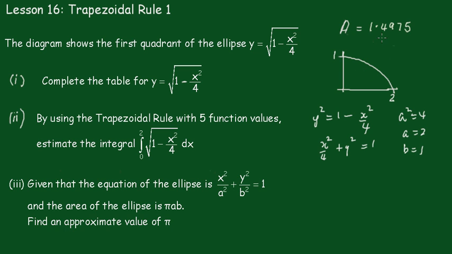So the area we found here is this quadrant, so the area of the total ellipse will be 4 times that. The area of the ellipse is 4 times 1.4975, which gives 5.99. Now we know that the area of the ellipse is pi times ab, so it'd be pi times 2, and that's equal to 5.99. On dividing both sides by 2, we get pi is approximately equal to 2.995.